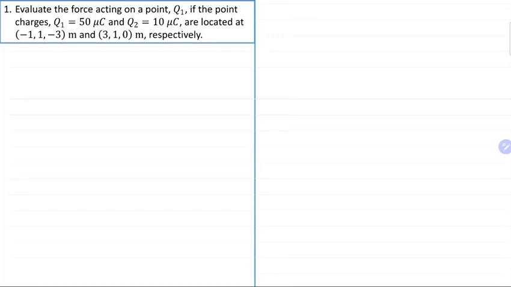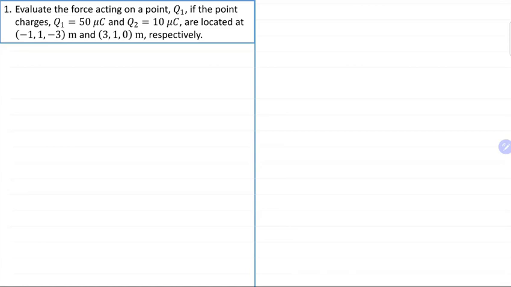Question 1. Evaluate the force acting on a charge Q1 if the point charge Q1 is 50 microcoulombs and Q2 is 10 microcoulombs, located at vector positions -1, 1, -3 and 3, 1, 0 meters respectively.